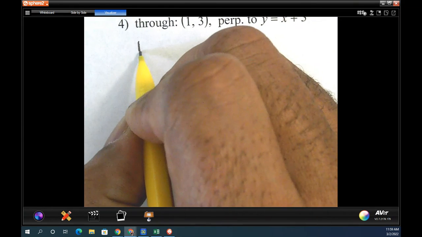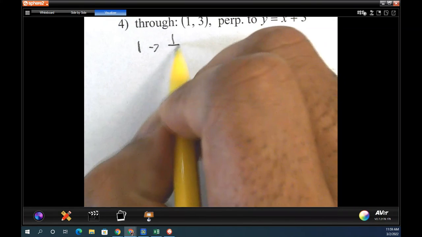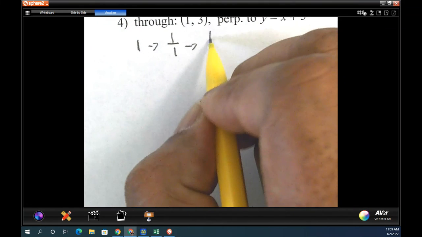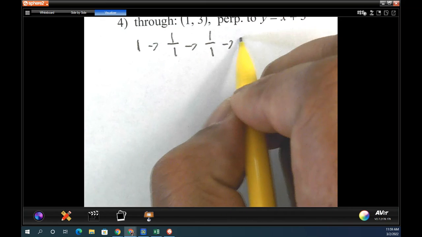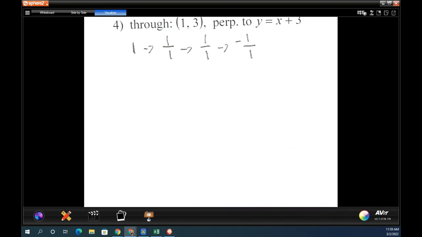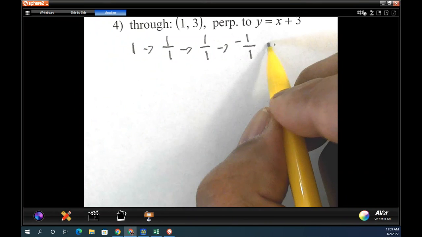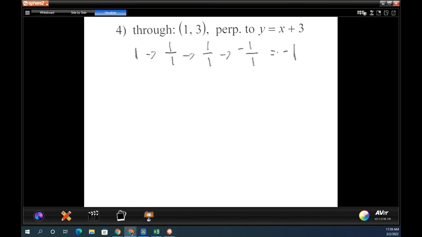This is a little trick. You got 1. Put 1 over 1. Flip it. Still 1 over 1. The opposite would be negative 1 over 1. So it's just negative 1. Here's the thing. When you're dealing with perpendicular lines, if the slope is 1, it's going to be negative 1. If the slope is negative 1, guess what the slope will end up being when you flip an opposite? 1. It's just one of those things. You can just look at it and go, okay, it's going to be this.